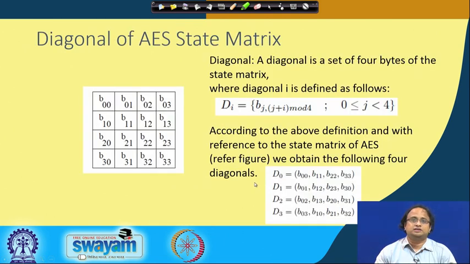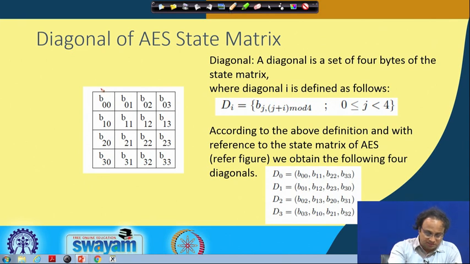Now we will define the fault model in this case. It is based on what are called the diagonals of the AES state matrix. What we will try to do here is consider the AES state matrix and then define certain diagonals in this context. Imagine this is the state matrix of AES, and consider the bytes B00, B11, B22 and B33. This forms my diagonal D0.